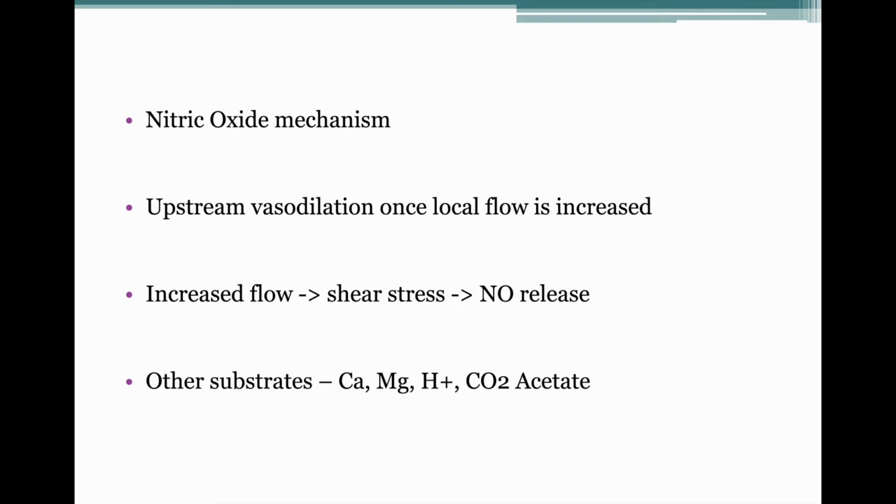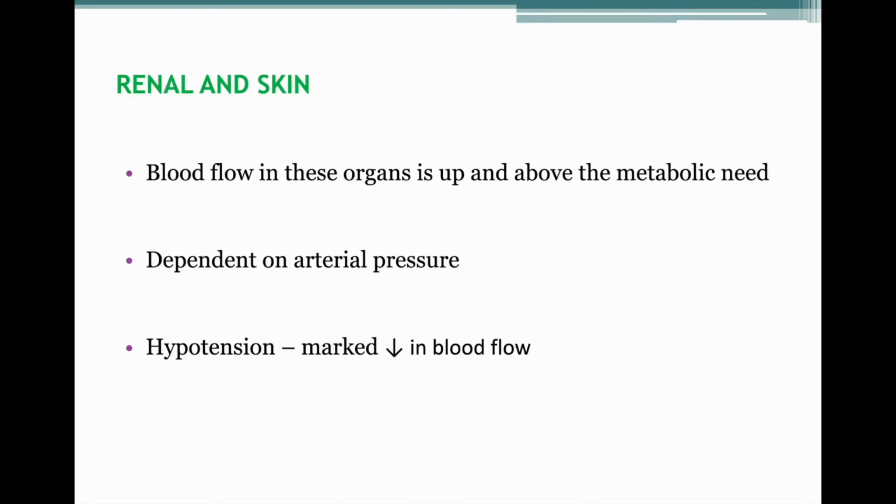Now there is another mechanism apart from these two, called the nitric oxide mechanism. That is upstream vasodilation once the local flow is increased. Because of the increased flow, there is more shear stress on the capillary network. Because of the shear stress, they cause release of nitric oxide. This nitric oxide then causes vasodilation. Other substrates like calcium, magnesium, acidosis, like hydrogen ion, carbon dioxide or acetate, also cause release of nitric oxide, and that causes upstream vasodilation, which causes more blood flow to the organs. So this is your autoregulation.